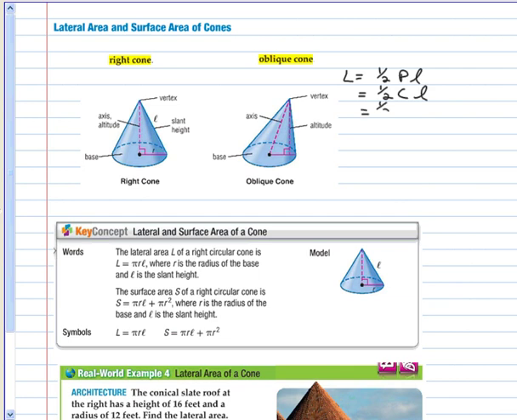What is the formula for circumference of a circle? Whoa, that's the area of a circle. 2 pi r. 2 pi r. What's 1/2 of 2? 1. There you go. We just figured out the formula for the lateral surface area of a cone.